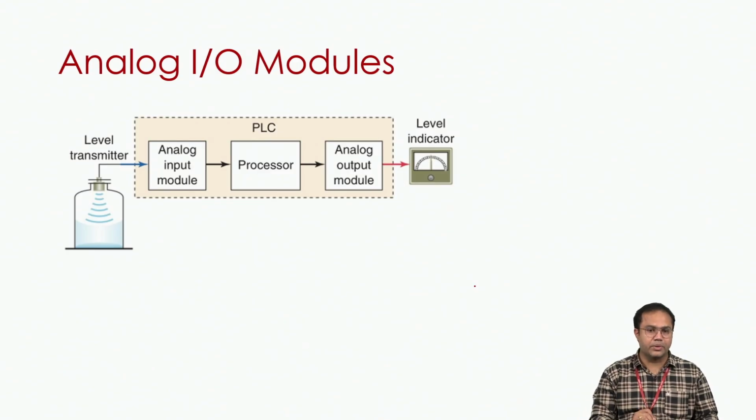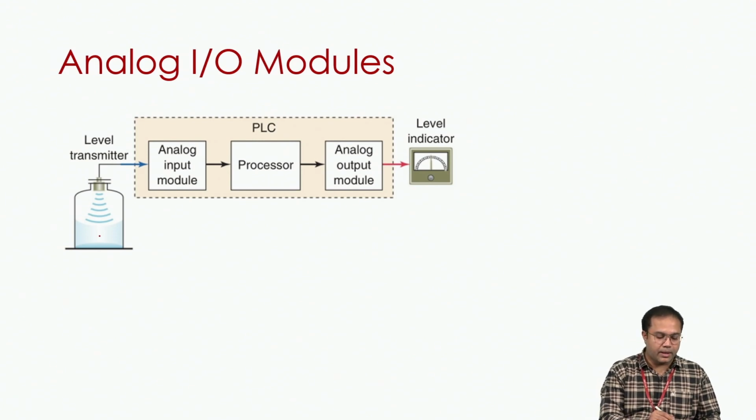Here is one example of an analog input output module. You can see there is a level tank. The level in the tank is going to be measured by using one ultrasonic sensor. By looking at these waves, we can understand that the ultrasonic sensor is going to emit these waves, and based on these waves we can measure the level.